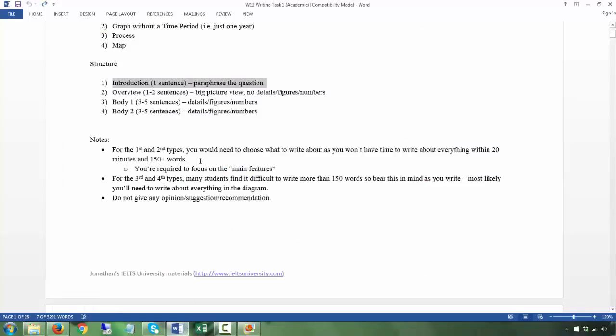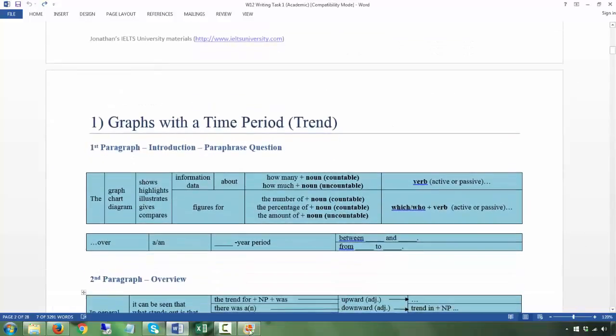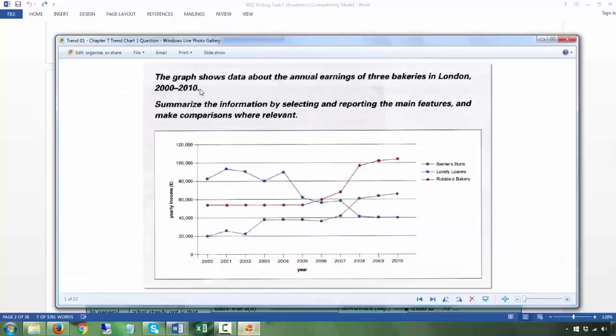All right, so let's go to the introduction first, which is just a paraphrase. So you're going to paraphrase this. Okay, now you look at the graph, it shows data about the annual earnings of 3 bakeries in London 2000 to 2010. Okay, so how would you paraphrase?